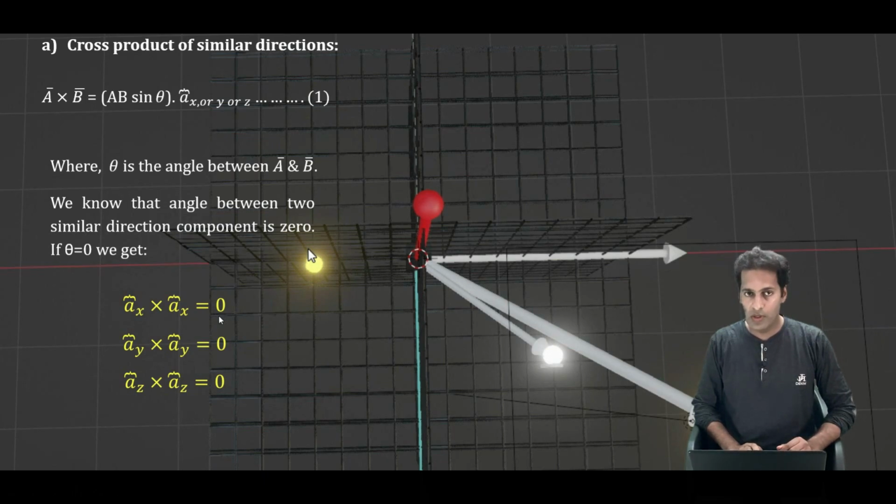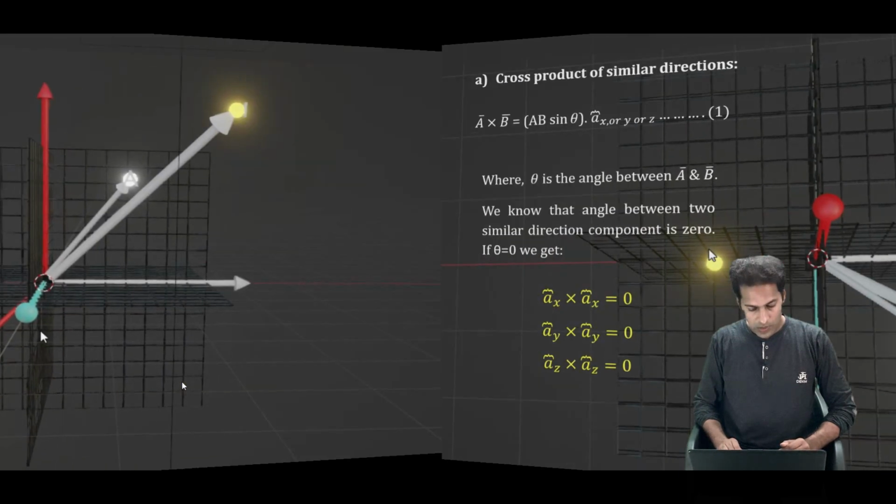It is important to note that in the dot product, we have seen that the dot product of similar directions becomes 1. Here we have to remember that the cross product of similar directions becomes 0.